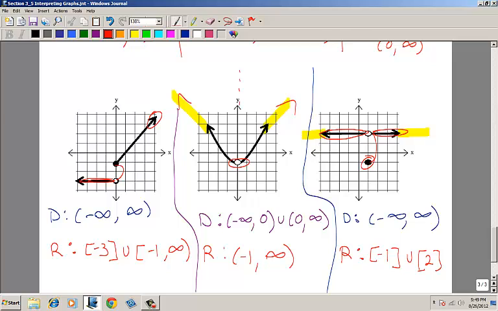Okay, so in this section, we learned how to find a function value given a graph, how to determine if a relation is a function by performing the vertical line test, and how to find the domain and the range of a relation from its graph.